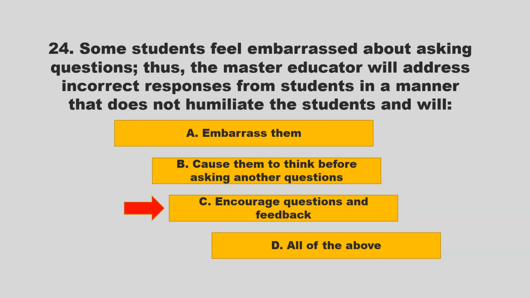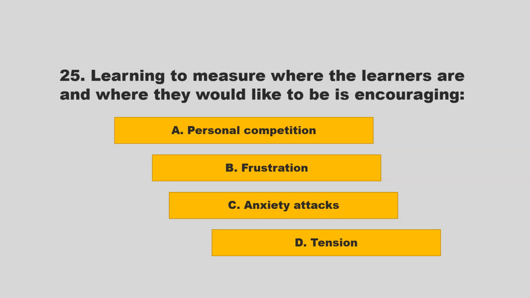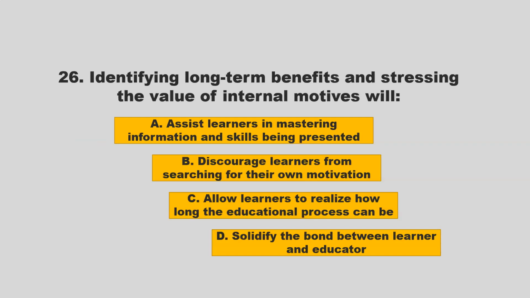If you chose C, encourage questions and feedback, you are correct. Learning to measure where the learners are and where they would like to be is encouraging. Personal competition, frustration, anxiety attacks, tension. If you chose A, personal competition, you are correct.